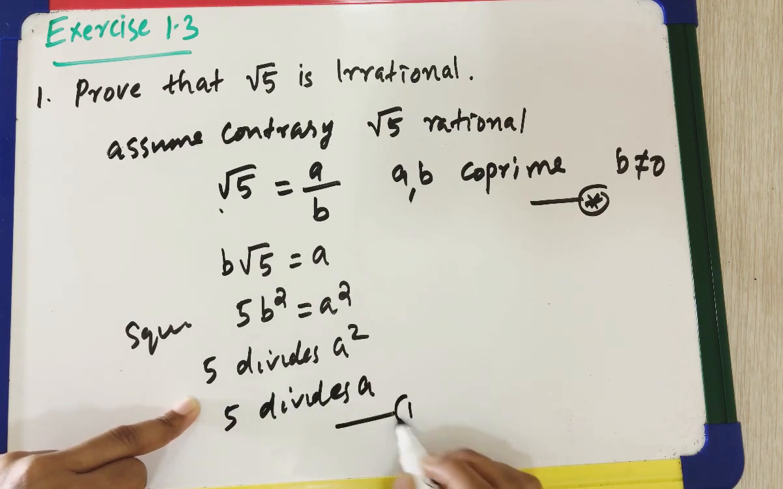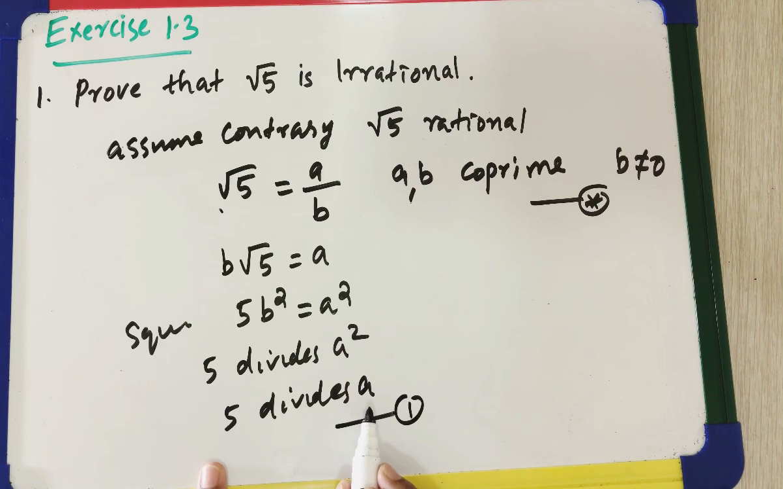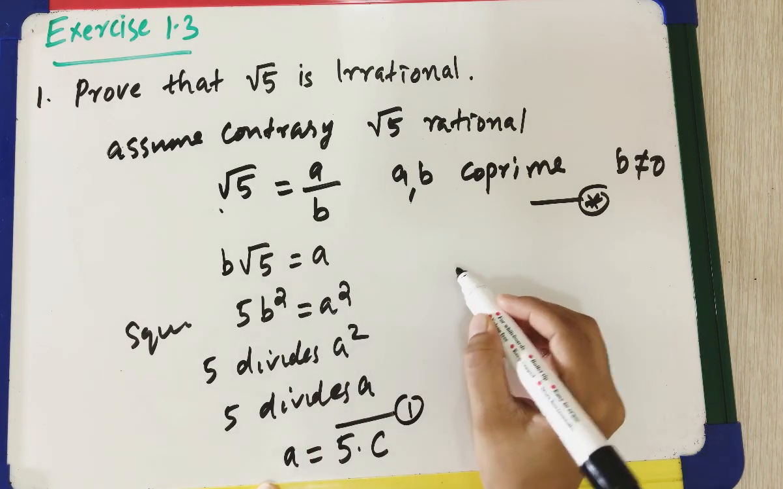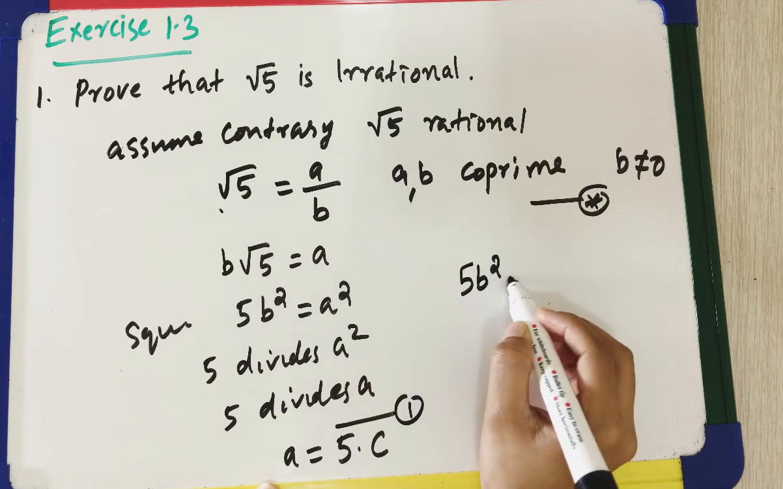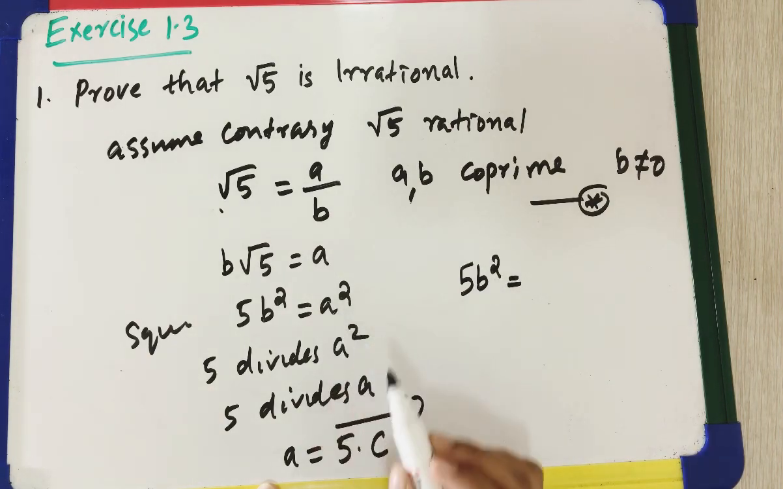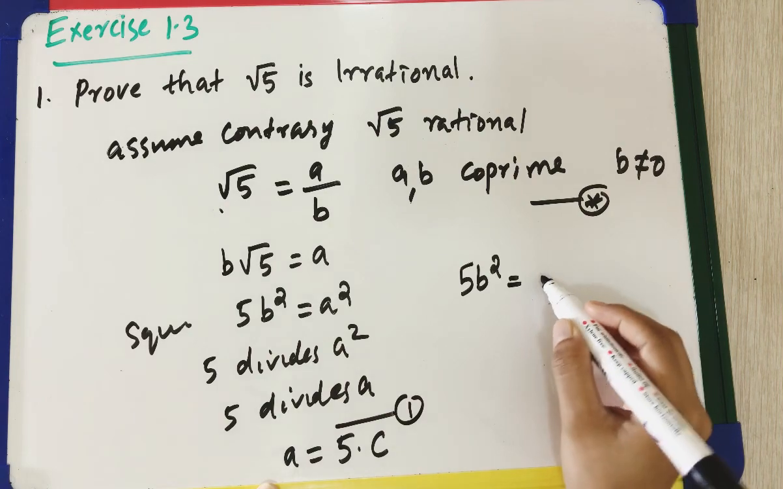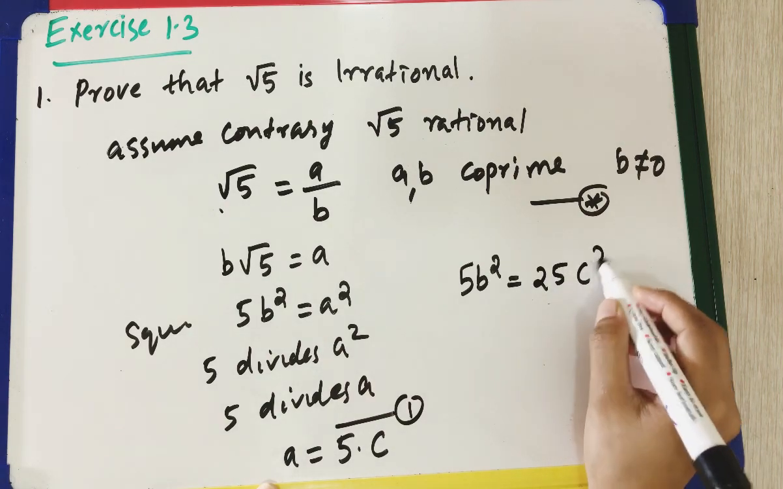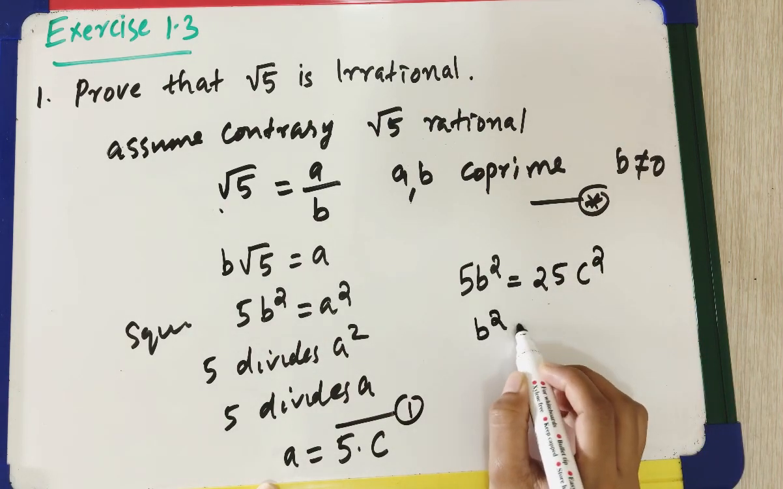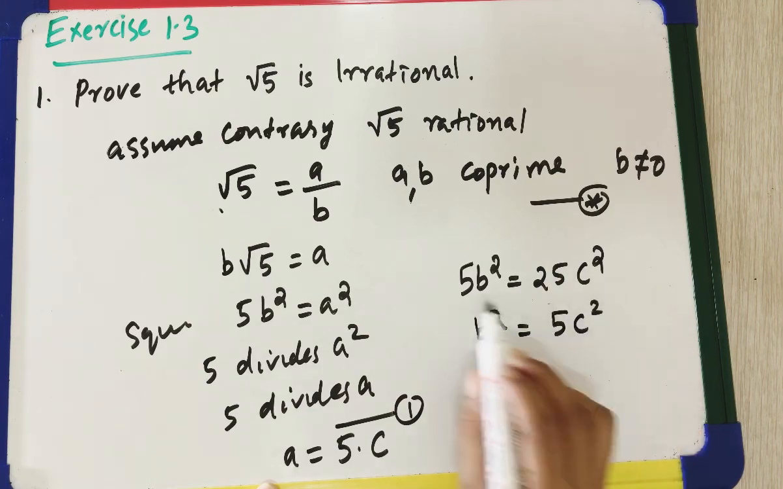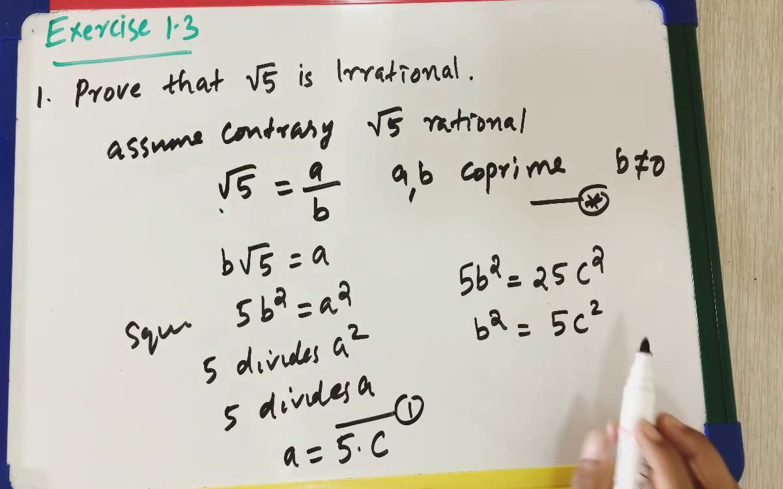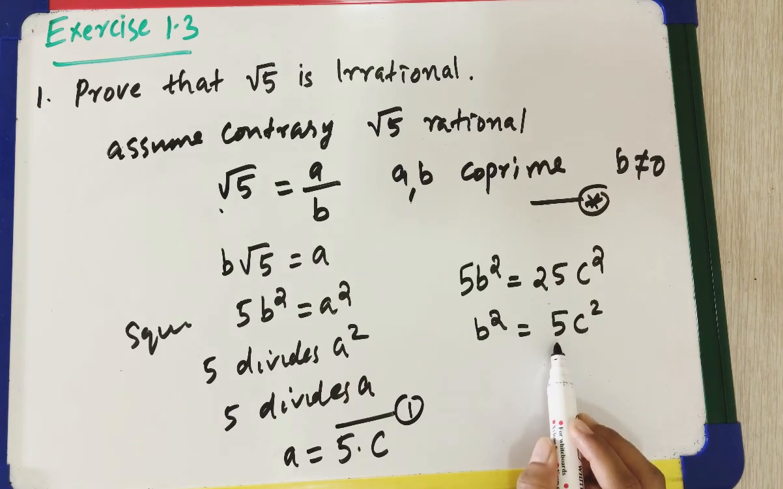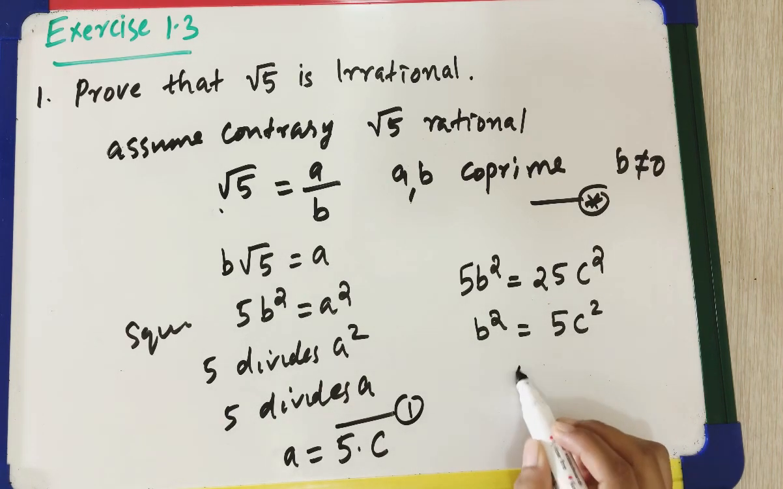You have to state that theorem here. 5 divides a. Now, 5 divides a means a can be expressed as some 5 into c. Now, substitute this a in this equation. Then we get 5b square is equal to 5c the whole square. Instead of a, 5c. 5c the whole square is 25c square. This is b square is equal to 5c square. 5 is common. Now, b square is equal to 5c square means 5 divides b square.